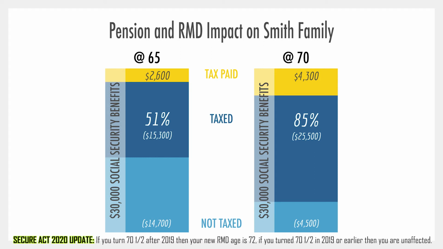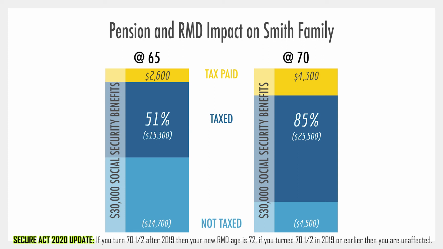Now, if we look at Bill and Janet in their 70th year, that's when their required minimum distribution started. And that's when it bumped their provisional income up and caused 85% of their benefit to be taxed. Now, this expanded or grew the percentage of their Social Security that they had to pay tax on. That's where you get that $4,300 that was actually paid out in tax. So essentially, because of their required minimum distribution, an additional 30% more was taxed in contrast to what their pension was.